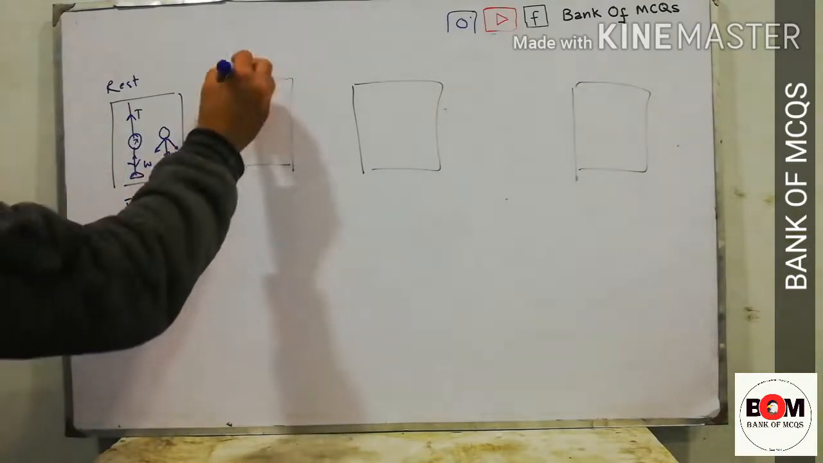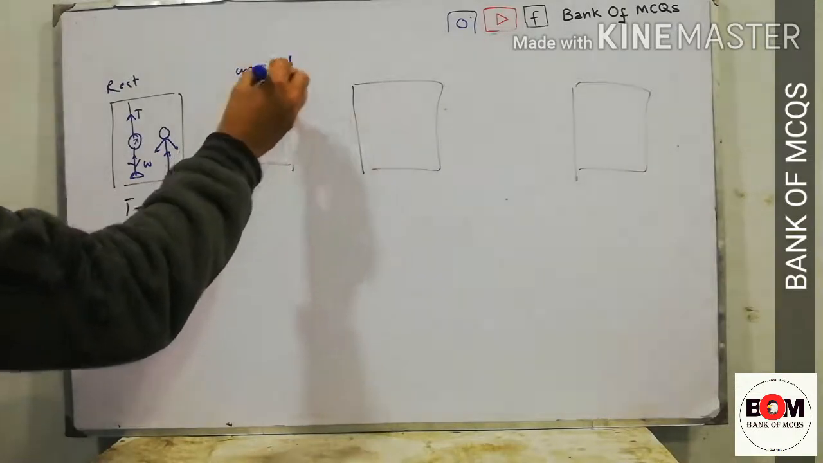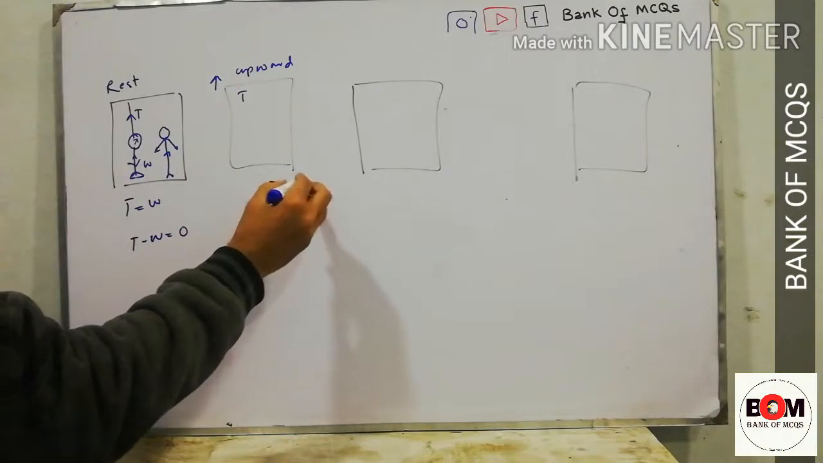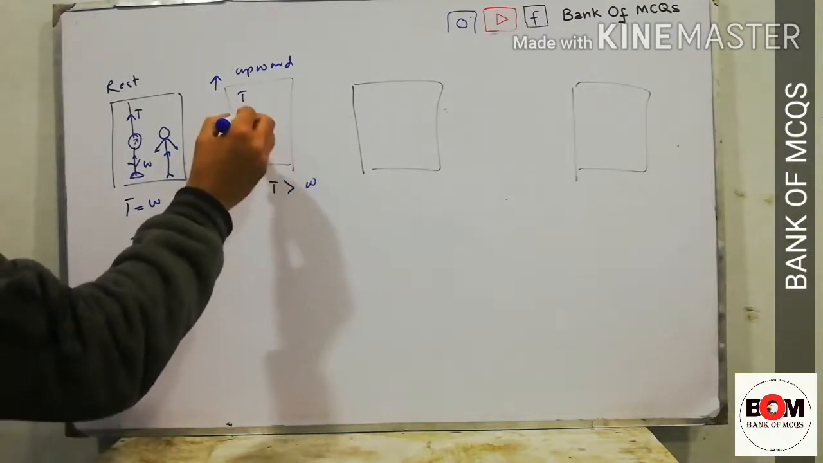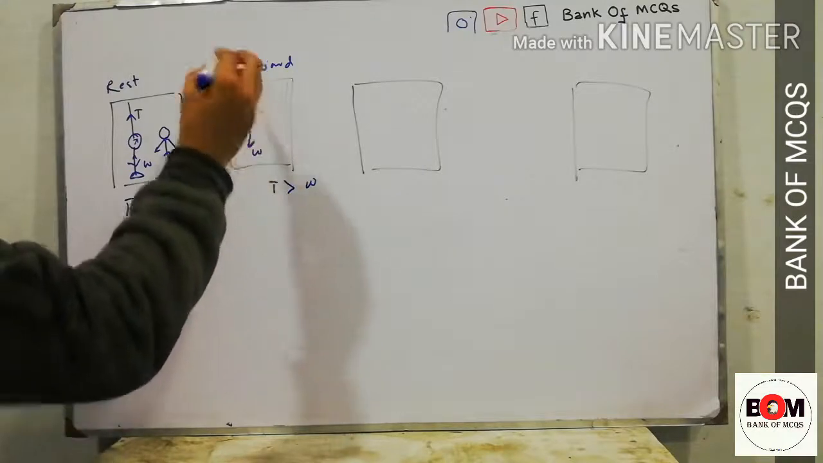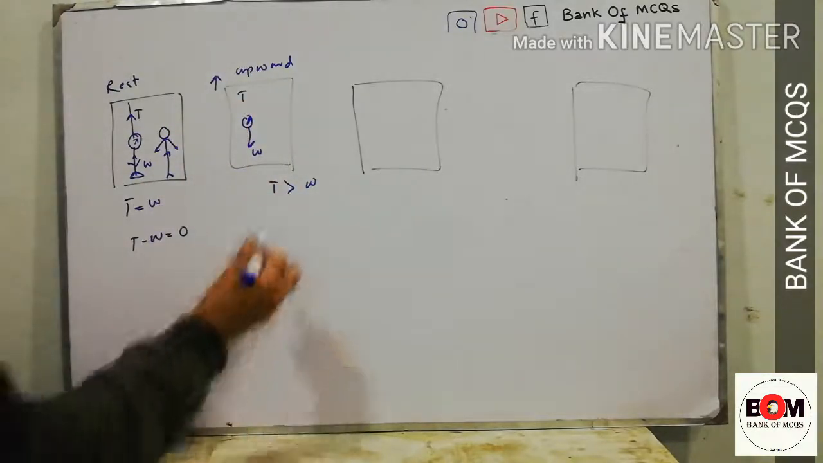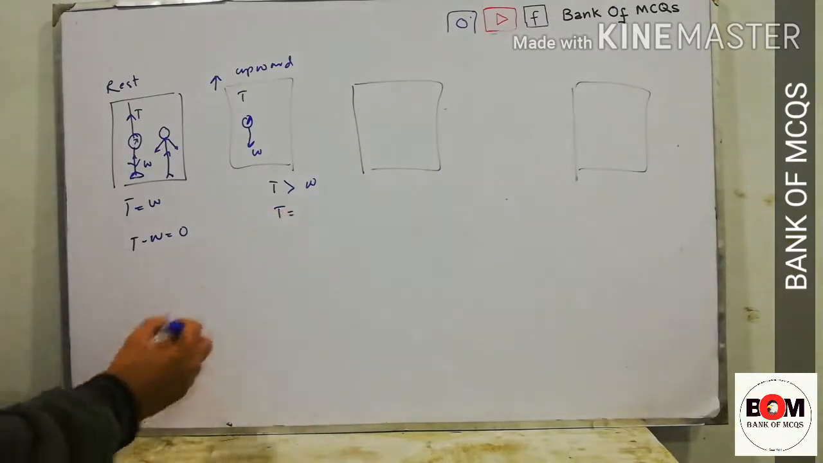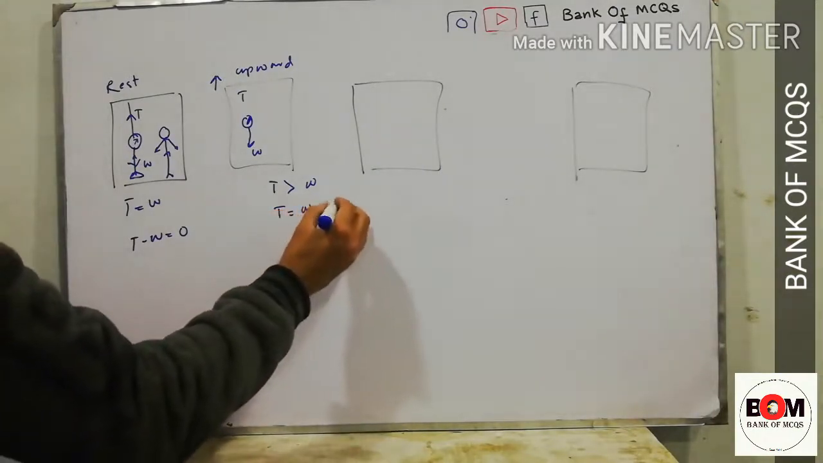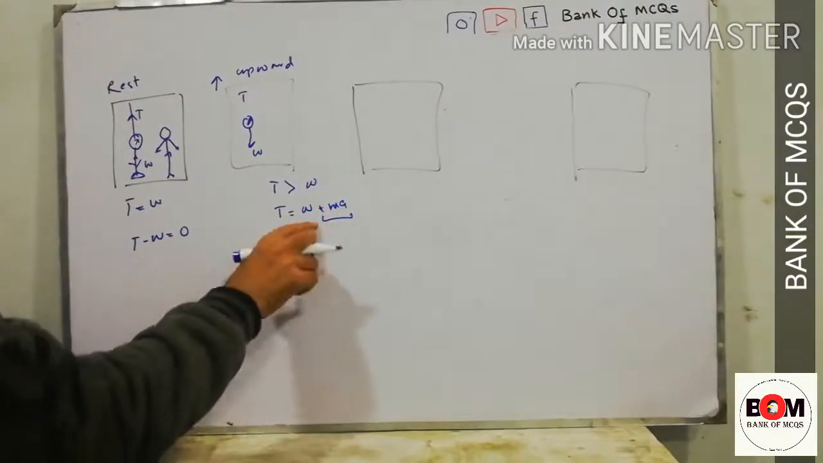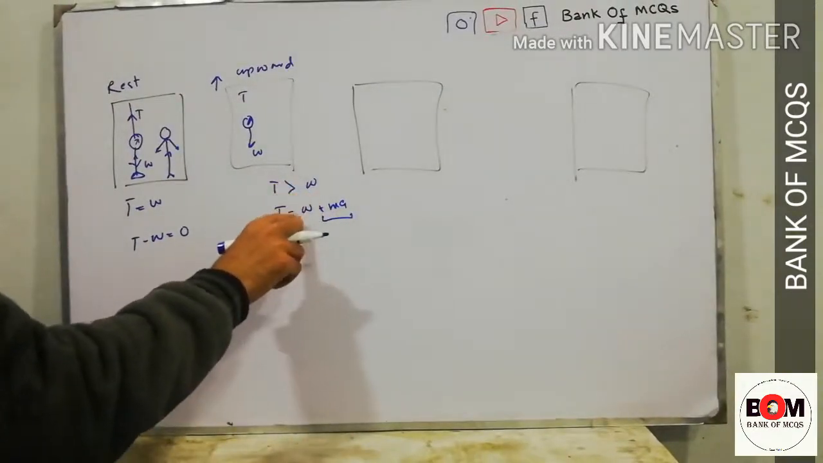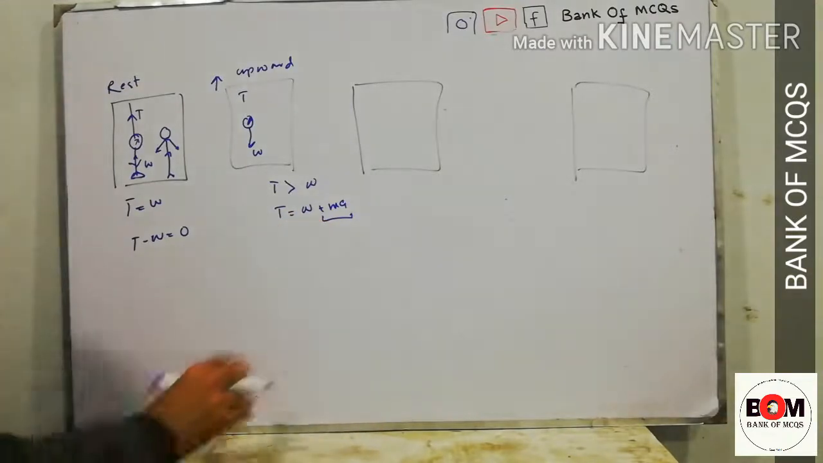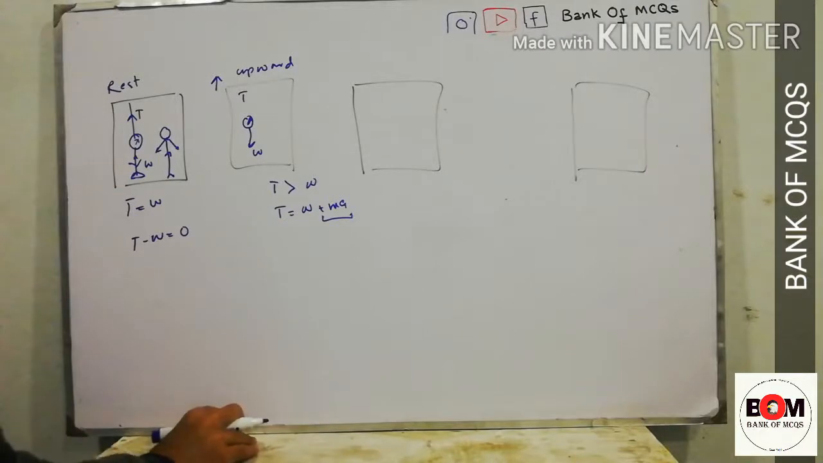If the lift is moving upward, the upward force is T, so T is greater than W, because the downward force is W and the lift is moving upward. So T is equal to W plus ma. We add ma because T is greater than W. If we write it as equal, we must add something so it becomes equal to T. So T is equal to W plus ma.